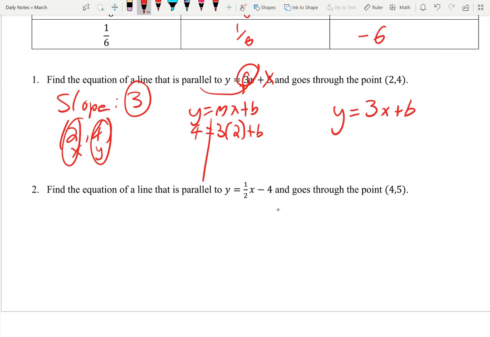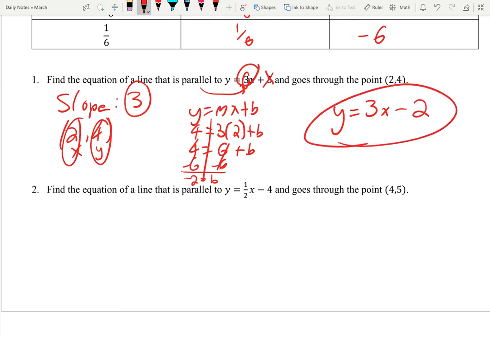So 3 times 2 is going to be 6, so this will be 4 equals 6 plus b, and then to solve for b, we just subtract the 6. Cancels out, and this becomes a negative 2 equal to b. So the b value in my answer is negative 2, meaning my final answer is just y equals 3x minus 2. I just put that minus 2 in as the b value, and I've got my final equation.